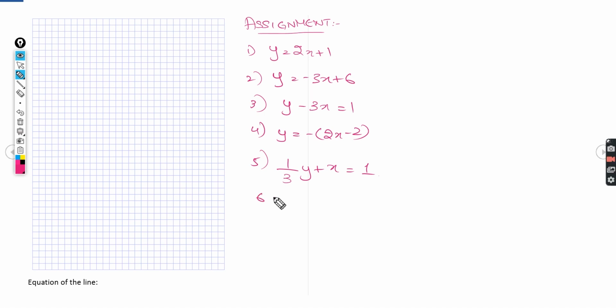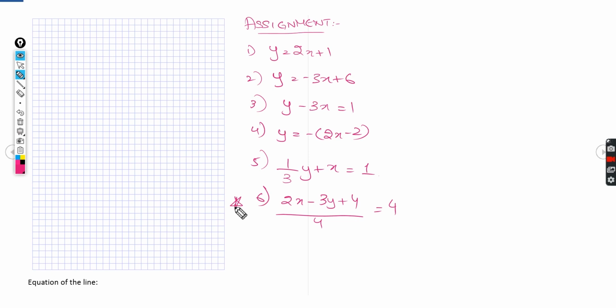And I'll give you one more, and this will be the challenging question that you need to do. 2x minus 3y plus 4 over 4 equals 4. This will be the star question. Let's see how many of us are able to pull this off, right?